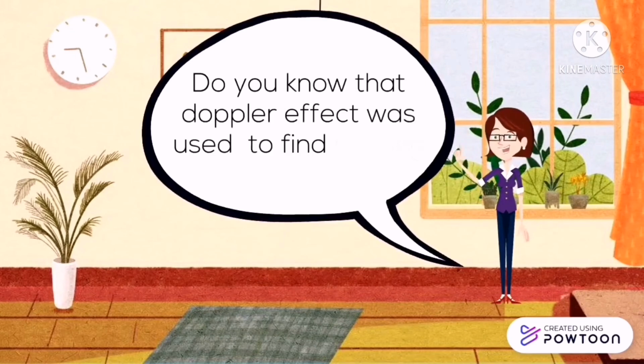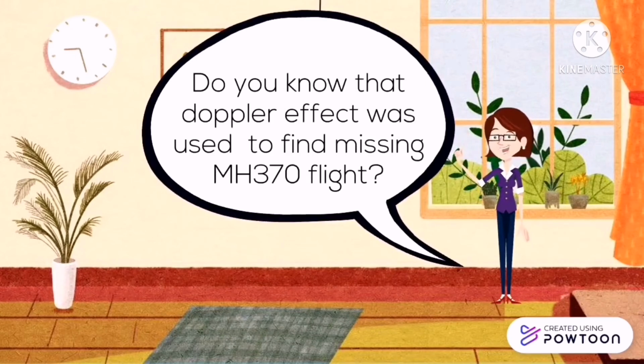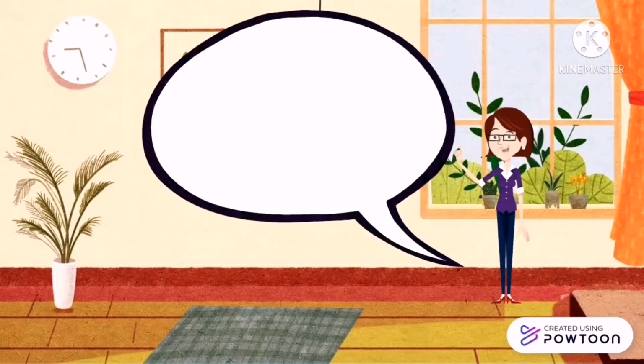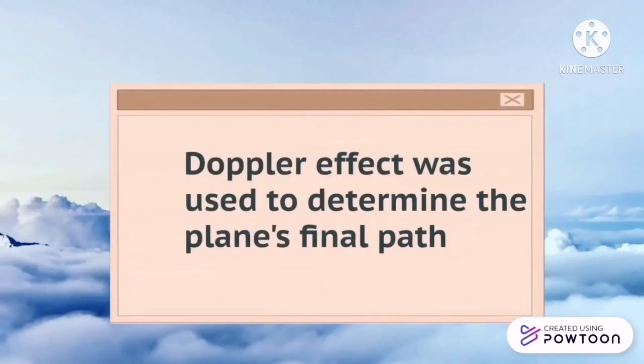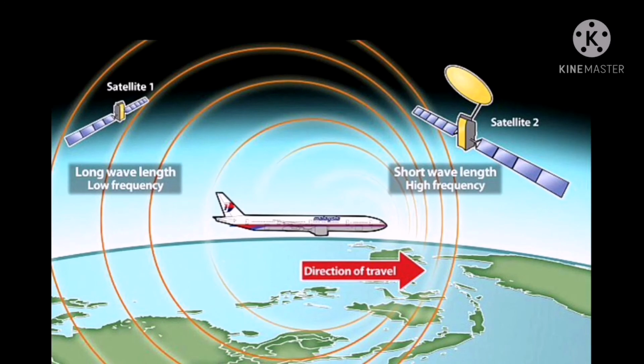Do you know that the Doppler effect was used to find the missing MH370 flight? Doppler effect was used to determine the flight's final path. Analysts identified slight changes in the frequency of the radio waves that the satellite received from the plane and deduced that the plane was traveling south away from the satellite at the equator. The plane's last ping was then deduced to be about 1,500 miles away from the coast of Australia.